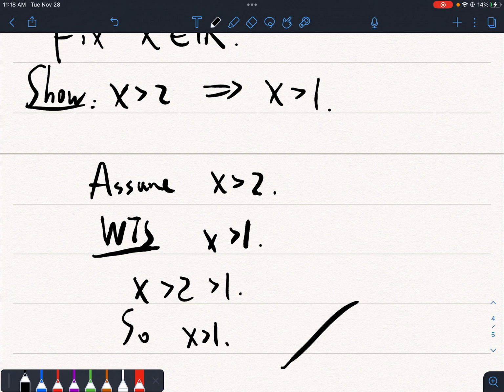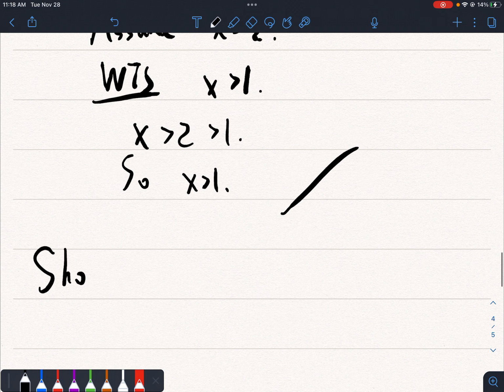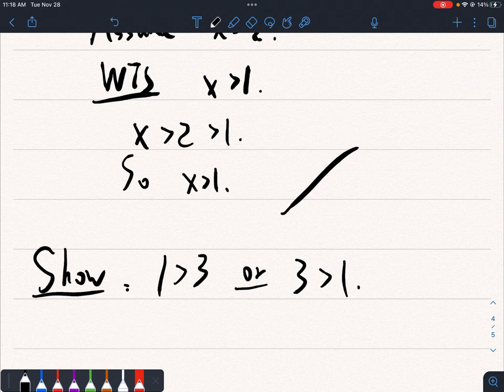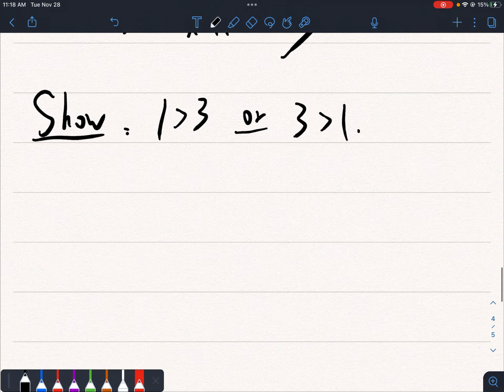now let's take a look at this one. So let's say we want to show 1 is bigger than 3 or 3 is bigger than 1. So how can we do it? So it is a statement in the form of P or Q, which means we have to show that at least one of them is true. So we can just pick one of them and show that is true. And here you can see exactly one of them is true. That 3 bigger than 1 is true, but this is not true.